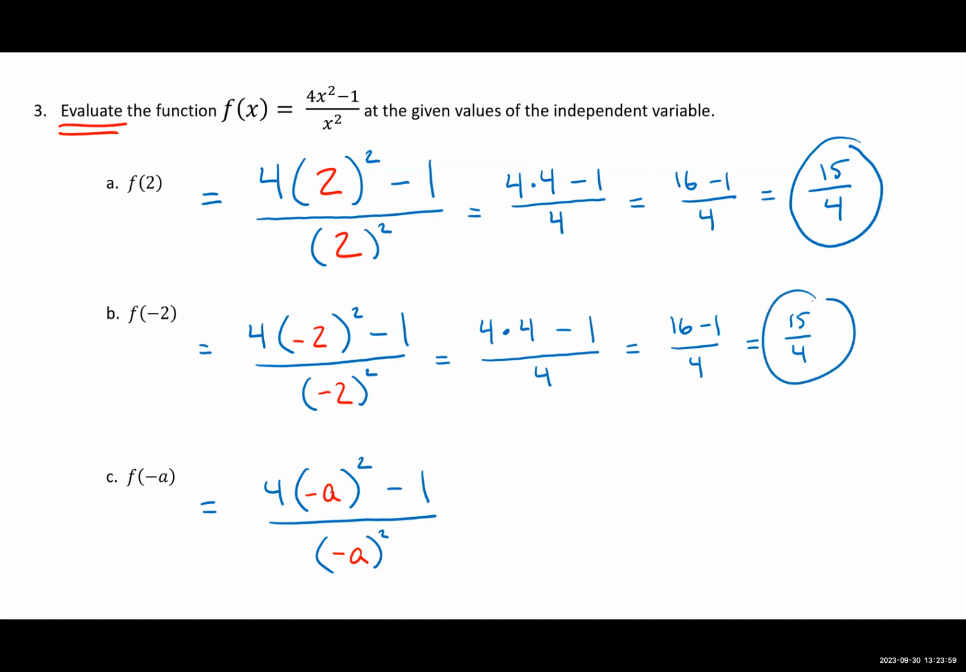And we don't have to only plug in numbers. We could plug in letters. We could plug in expressions. We could plug in anything. So on the bottom, we treat it the same way. We replace the x with a -a, and now we simplify.